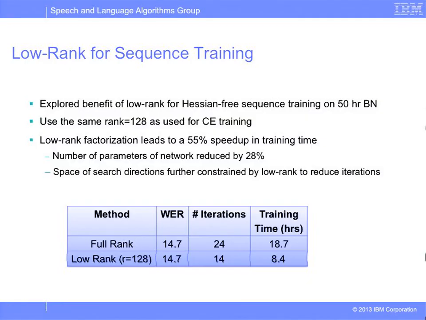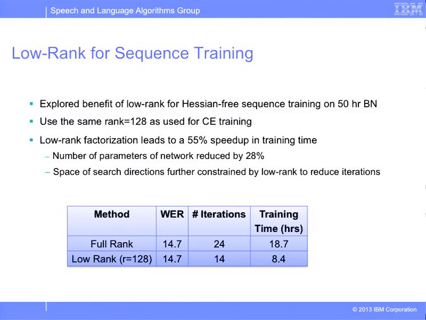What we actually find is that with the rank of 128, again, we don't take any hit in the word error rate, which is nice. The number of iterations is significantly reduced now, reflected in a much smaller training time. So this is roughly a 55% improvement in the training time, just for a 28% reduction in the number of parameters. One of the theories we have is that when you use a low rank, you're constraining the space of search directions. That might make Hessian-free more effective.